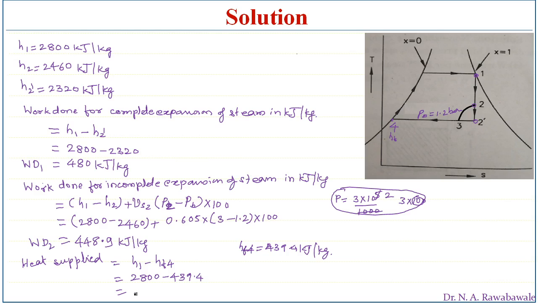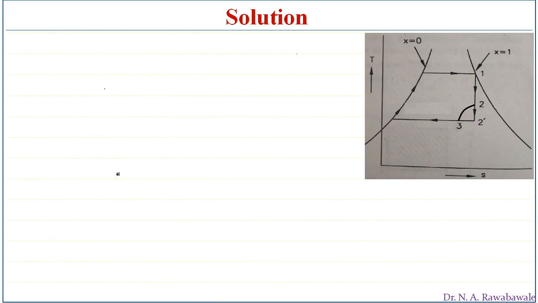2800 minus 439.4, so 2360.6 kilojoules per kg. Now we know work done 1, we know work done 2, we know heat supplied. We can find out Rankine efficiency 1 and Rankine efficiency 2.